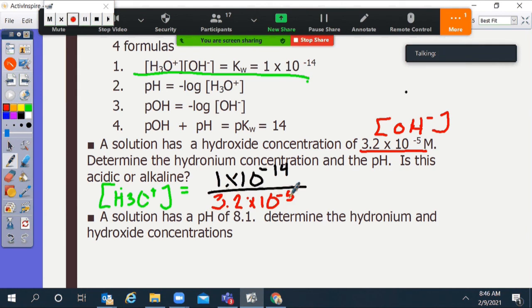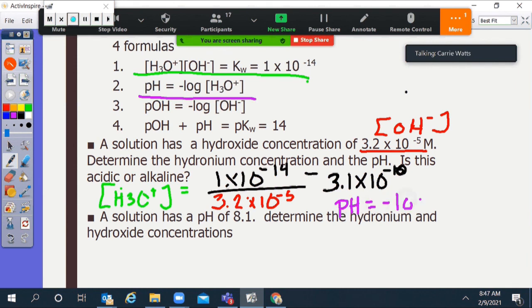Okay, and I get an answer of 3.1 times 10 to the negative, I can't read my writing, 3.1 times 10 to the negative 10th molar. Okay, and since that is way less than 1 times 10 to the negative 7th, I can already tell this is going to be a basic solution. Okay, but let's get the pH first, and that'll also be another way to tell.